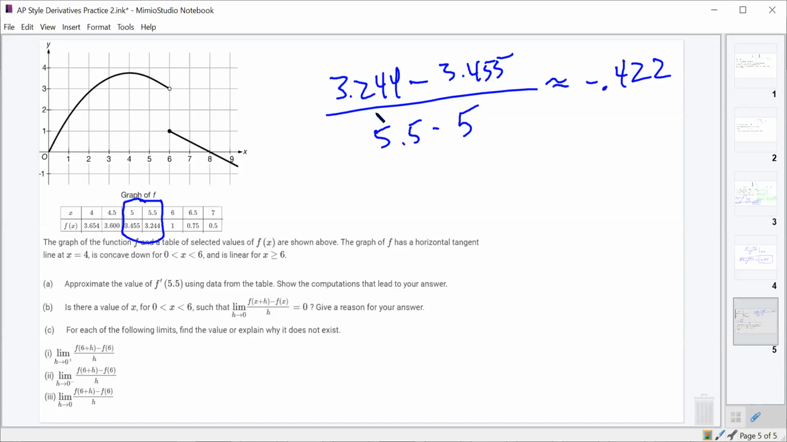You could have also used the interval from 4.5 to 5.5, or the interval from 4 to 5.5, and you might have gotten a different answer. But any of those answers would have been acceptable on the AP test, just as long as you didn't use a value at 6, and you couldn't even use the value 6.3 because that point doesn't exist. So don't use a point that doesn't exist to try to approximate the instantaneous rate of change. Does that make sense?